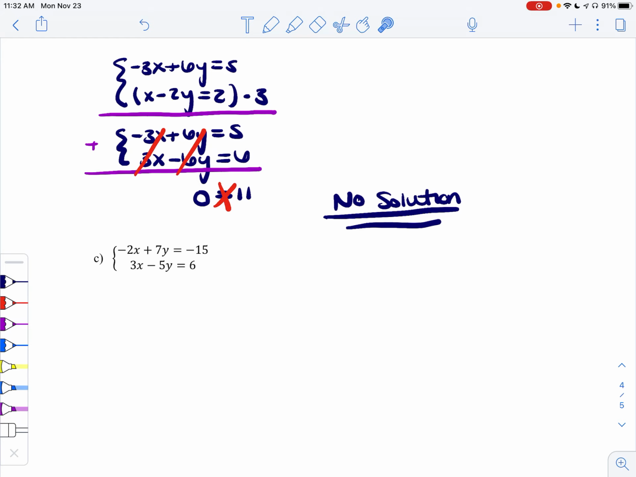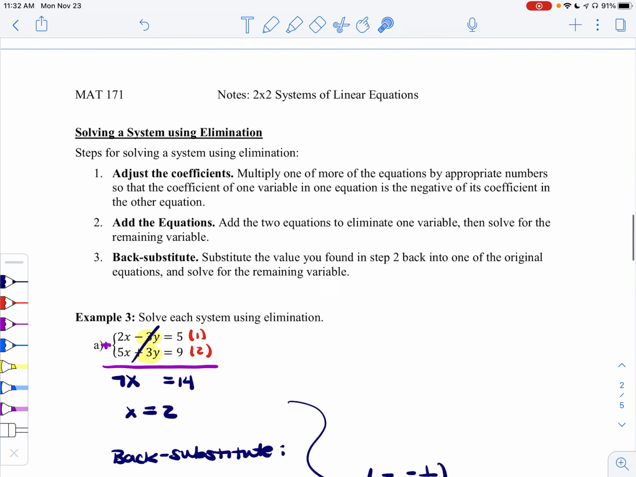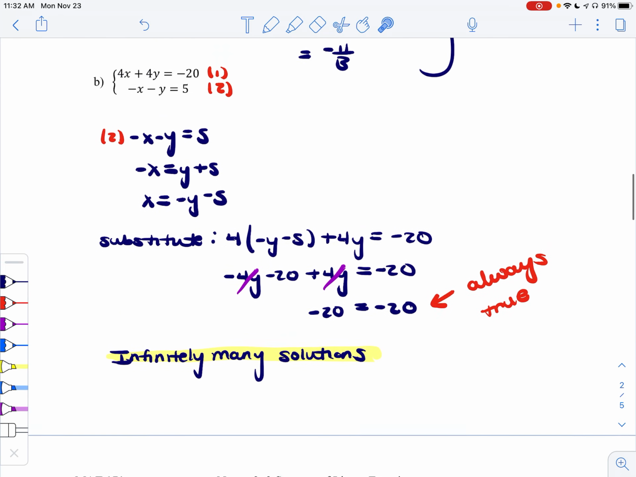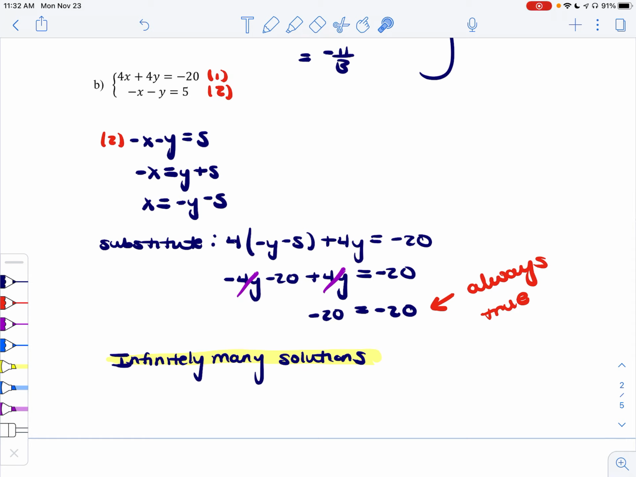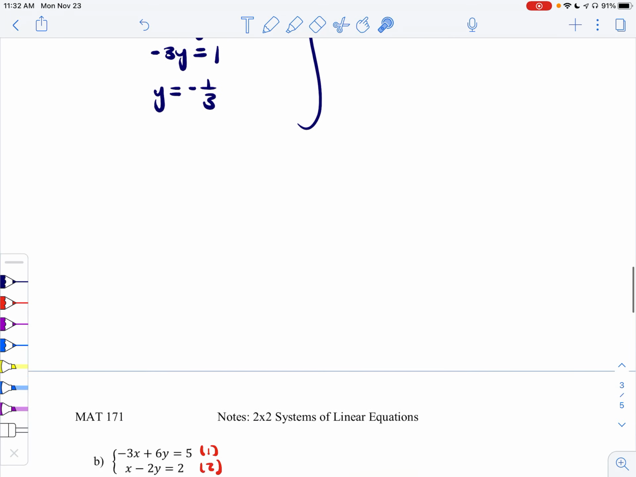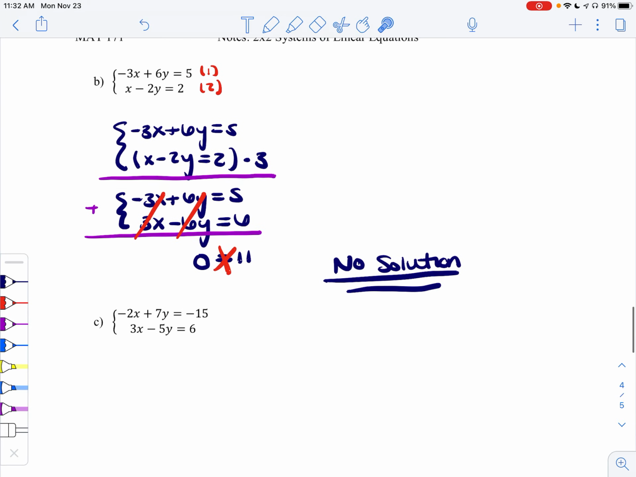Okay, this is in contrast to one that we looked at in the previous video. Remember this example up here where all of our variables canceled, but we had the same number on both sides of the equation. Okay, if it's the same number on both sides, then we said we had infinitely many solutions. But if it's a different number on both sides of the equation, then it's no solution. Okay, and of course, if your variables don't cancel, then you'll just get an ordered pair.